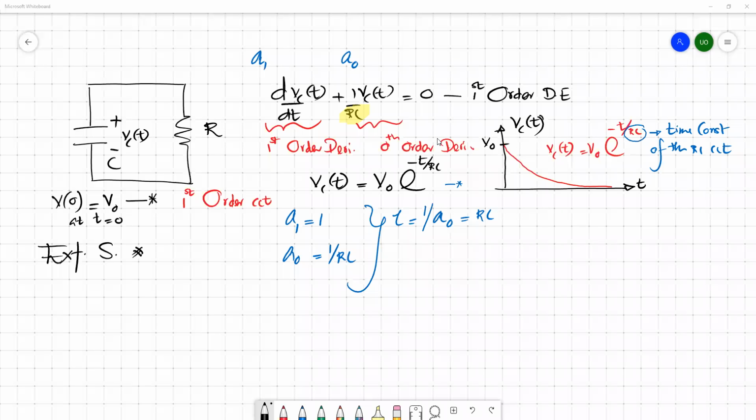So until that, I'll explain it. So this is the differential equation we basically obtained for this particular circuit.